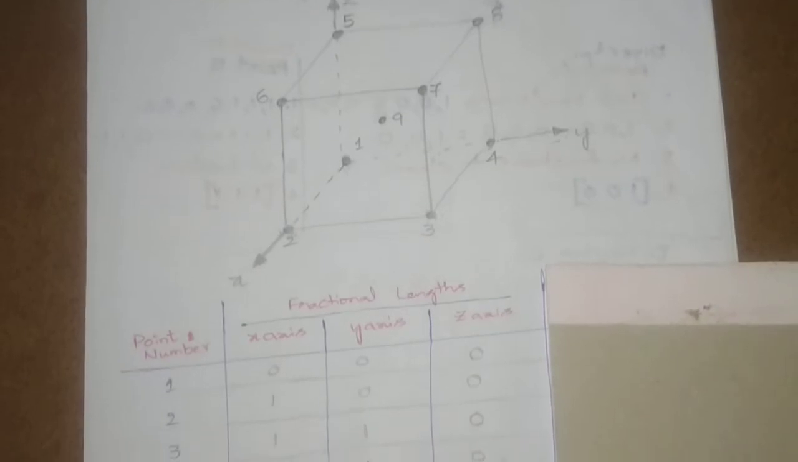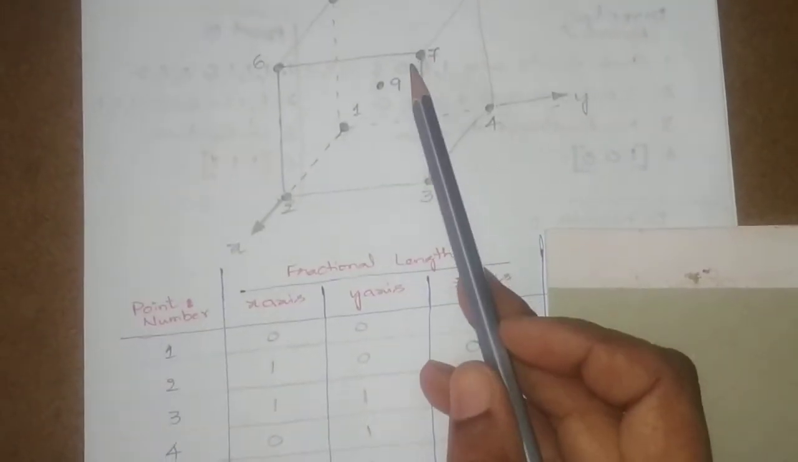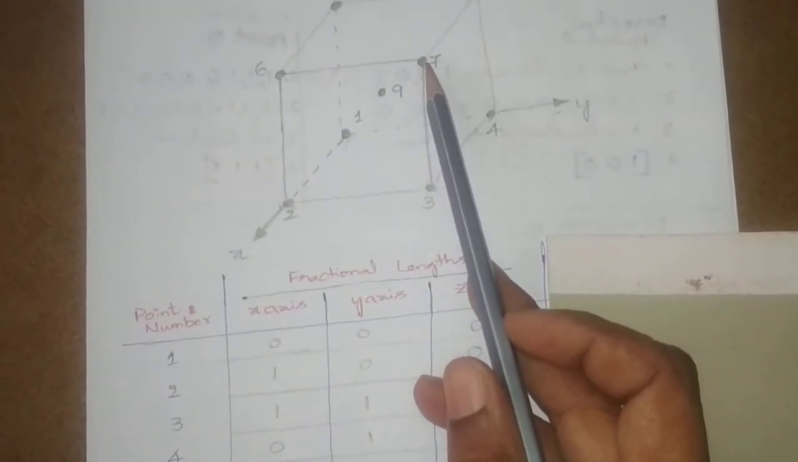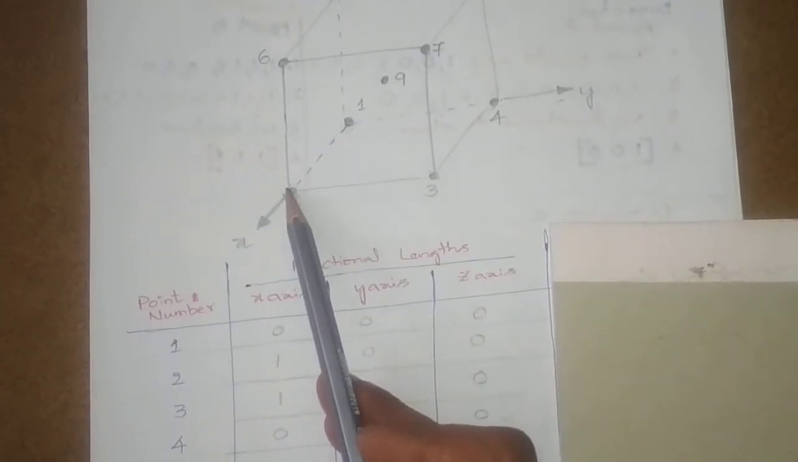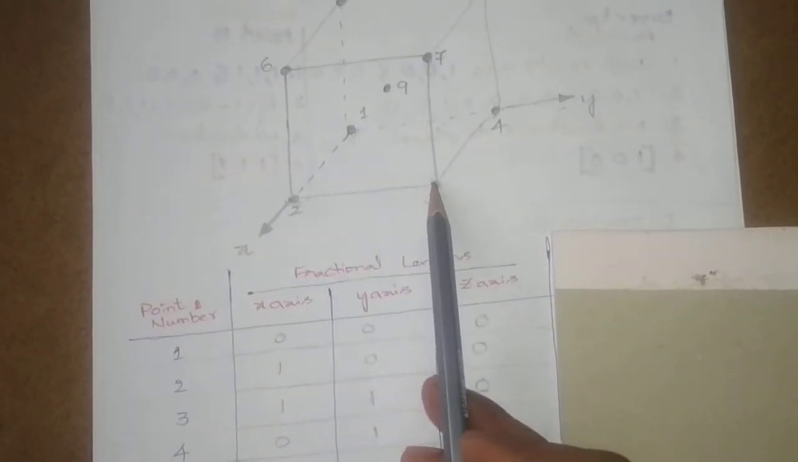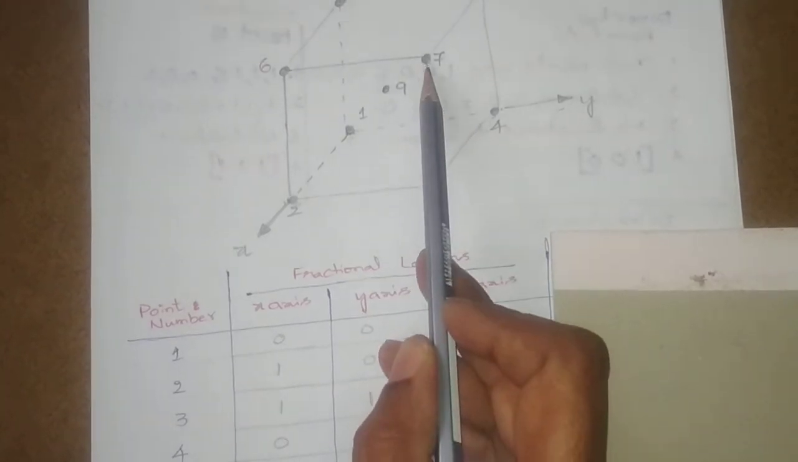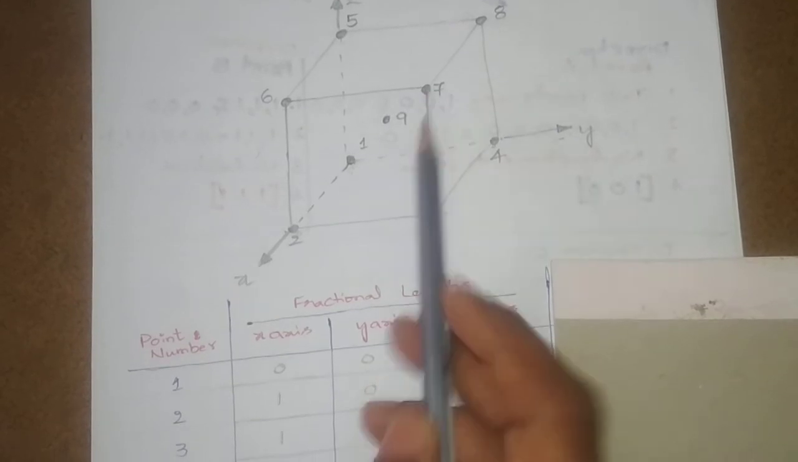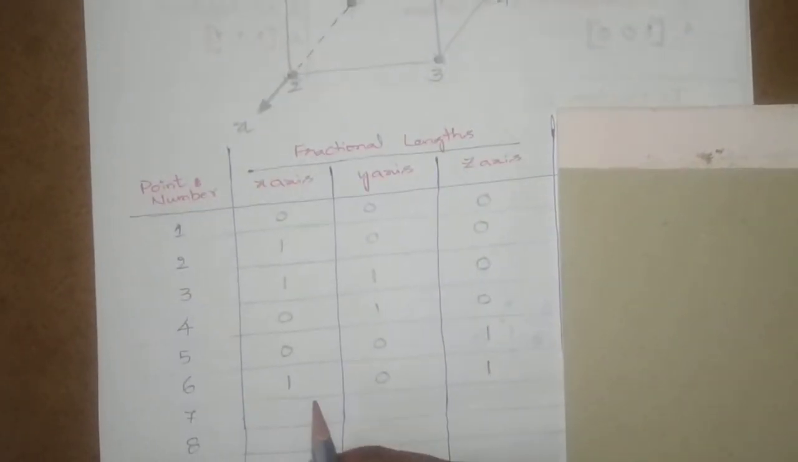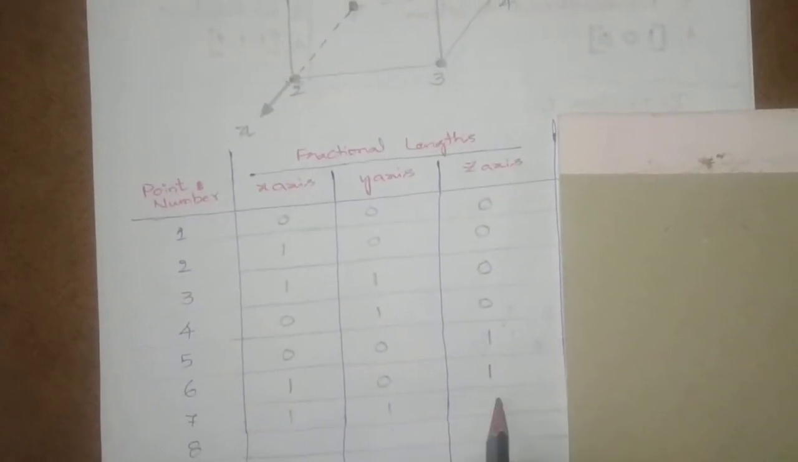And coming to point number 7. Point 7 is here. So how to reach point 7? From origin, move 1 unit in the x direction, 1 unit in the y direction and 1 unit in the z direction. So all the coordinates x, y and z, we have 1 each. So 1, 1 and 1.